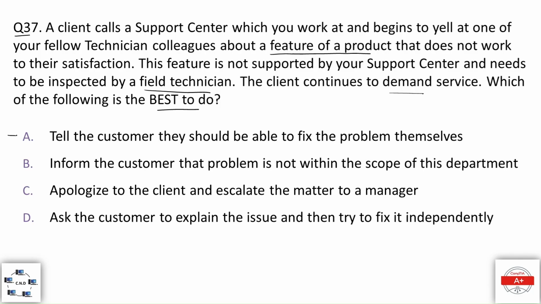The options are option A, tell the customer they should be able to fix the problem themselves. Option B, inform the customer that the problem is not within the scope of this department. Option C, apologize to the client and escalate the matter to a manager. And option D, ask the customer to explain the issue, then try to fix it independently. And the correct option is option C, apologize to the client and escalate the matter to a manager.